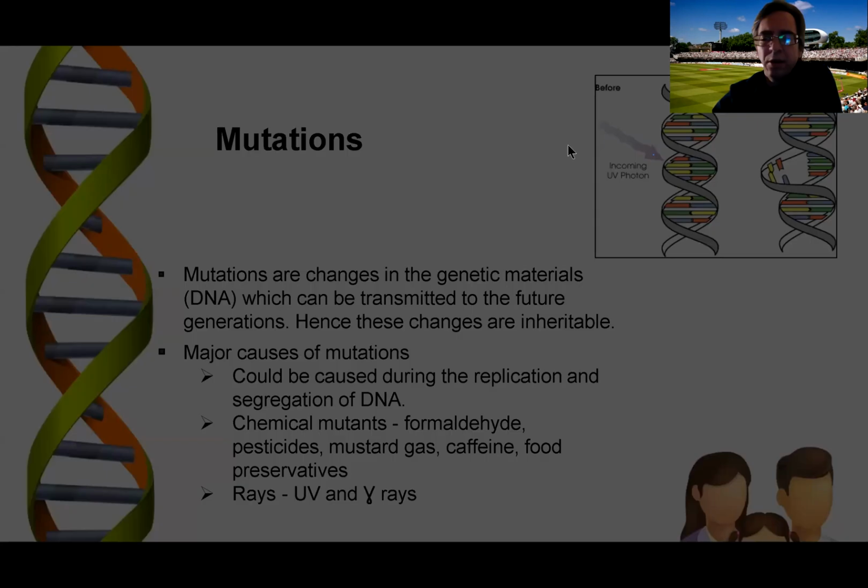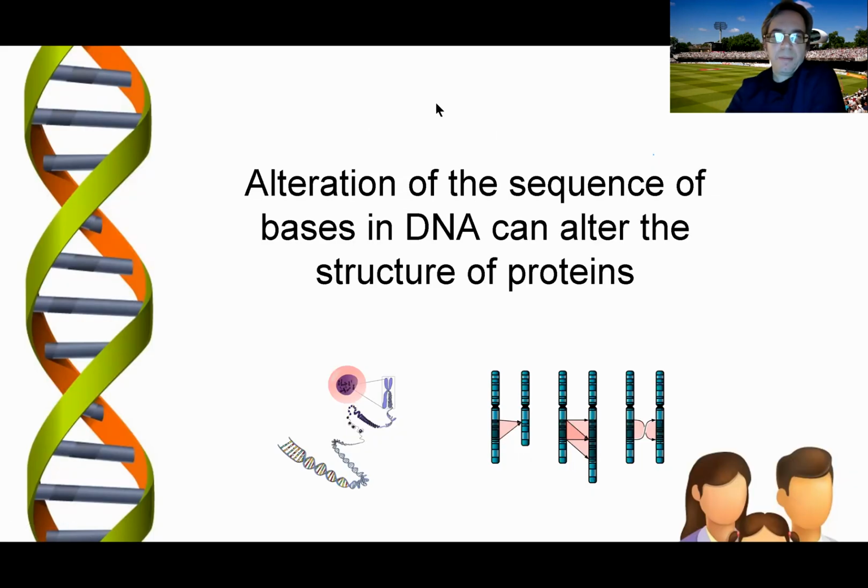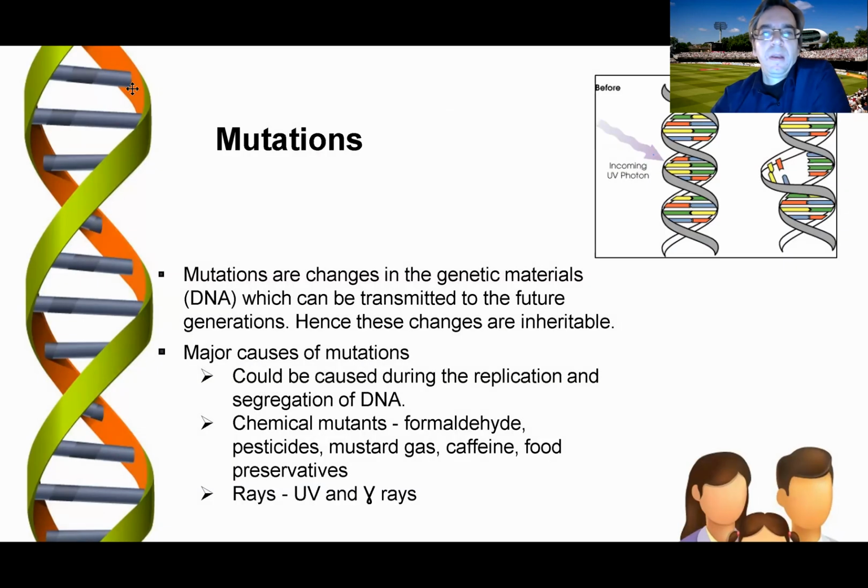So if we move on slightly, we're going to go a little bit more into mutations. And alteration of the sequence of bases in DNA can alter the structure of proteins, which I briefly mentioned. What are mutations? So mutations are a change in a particular part of the genetic material, which can obviously be transmitted to future generations or inherited.